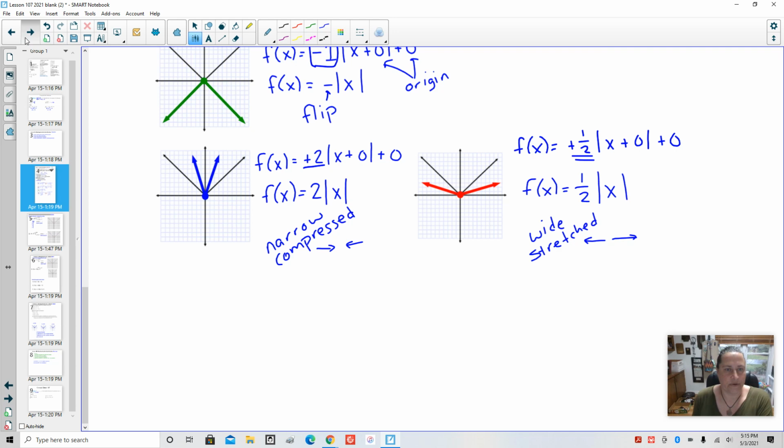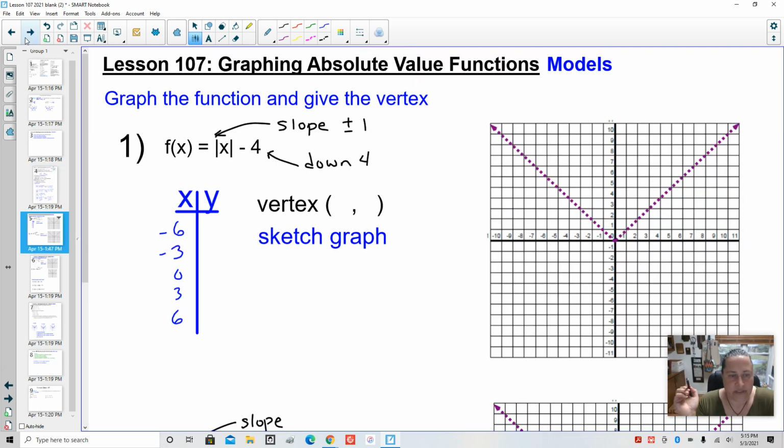So let's look at a few. In this first one, we have f of x equals the absolute value of x minus 4. So we know that the slope is going to be a -1 coming to the vertex and then a +1 going off the vertex. We know it's going to open up.